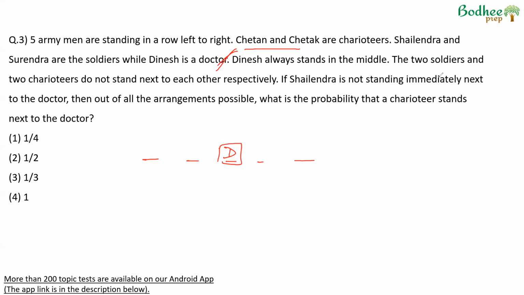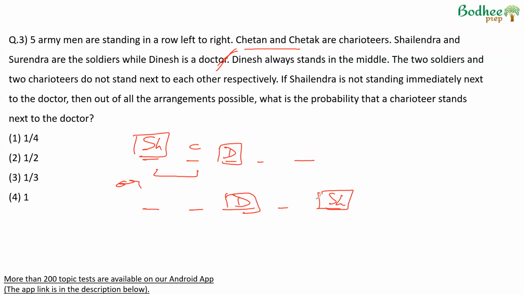If Shailendra is not standing immediately next to the doctor, so Shailendra could either be standing here or here. These are the 2 positions, not immediately next to the doctor. Then out of all the arrangements possible, what is the probability that the charioteer stands next to the doctor? We know that the 2 soldiers cannot stand together, and therefore this person has to be a charioteer.